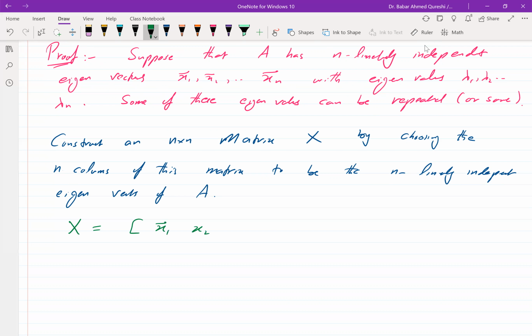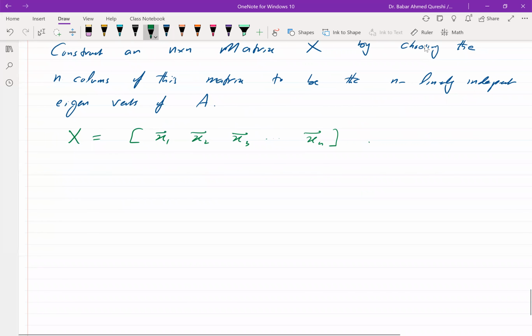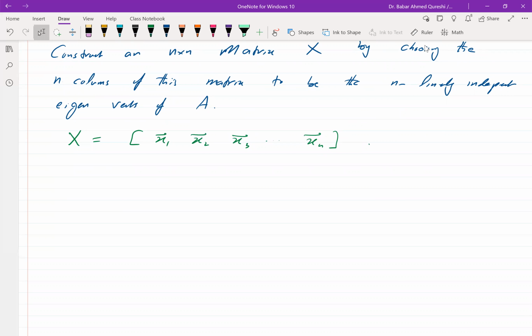You have these vectors available. You put them here. Now you have constructed this as an n by n matrix because each one of these x1, x2, x3 is an n column vector, and you have n of them, so you have an n column matrix. Now if I do this multiplication, by the rules of matrix multiplication it is equal to this.